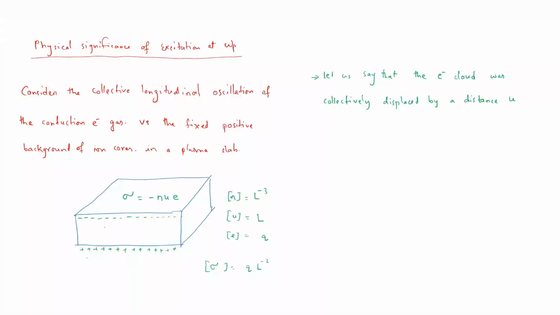So sigma is given by minus n e u on one side of the plate and plus n e u on the other. So this is the surface charge density. Now this is like a capacitor. The surface charge density at the slab boundaries would be sigma equals n e u.